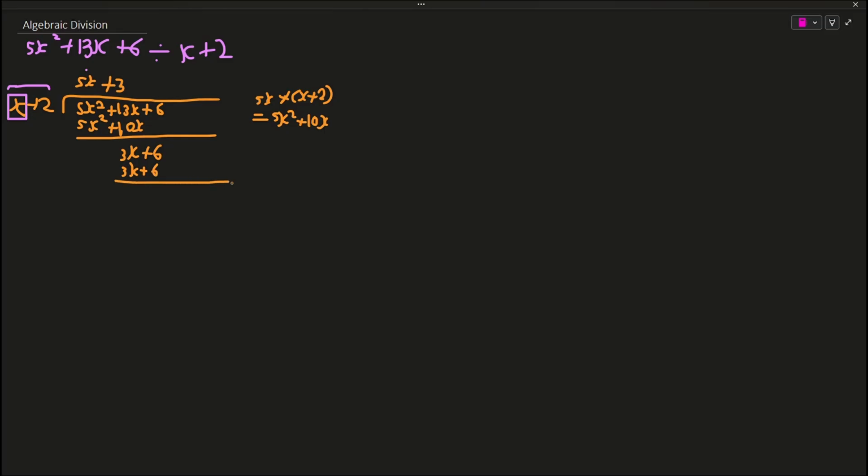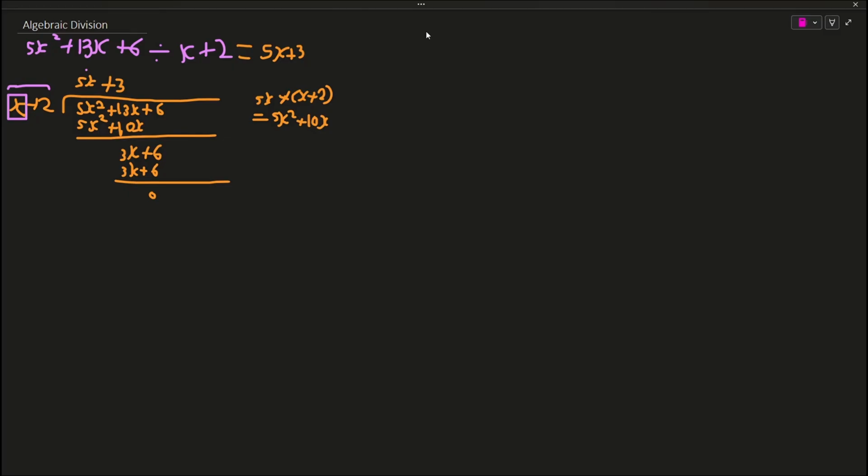And now we're going to do subtraction. 3x minus 3x is 0, and 6 minus 6 is also 0. So there is no remainder. So that means the answer is 5x plus 3. Right? And so the next example we'll go through.